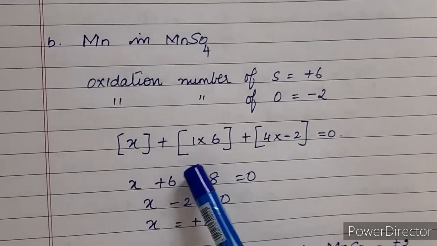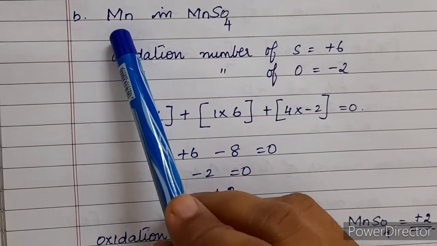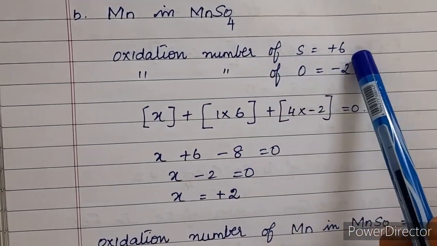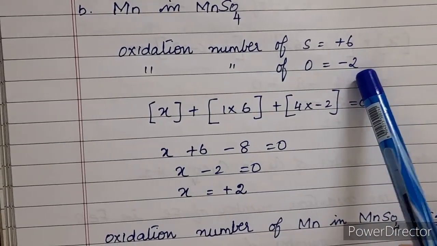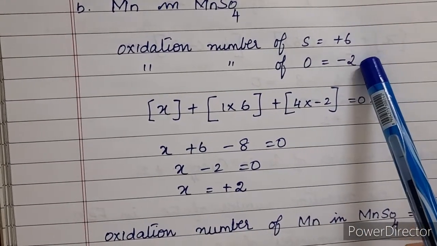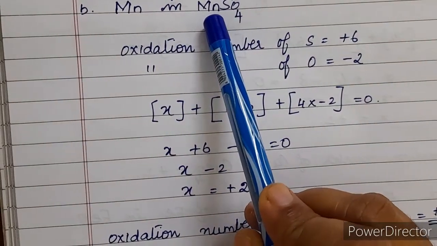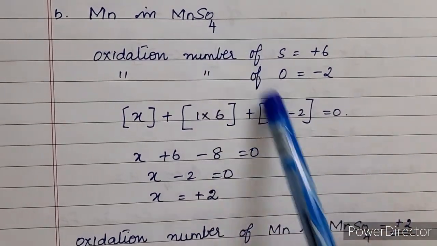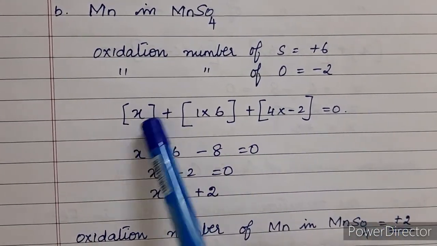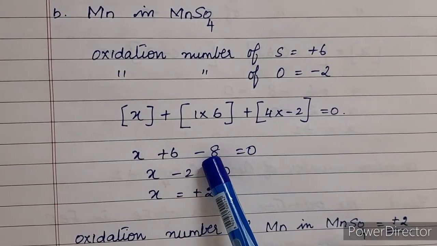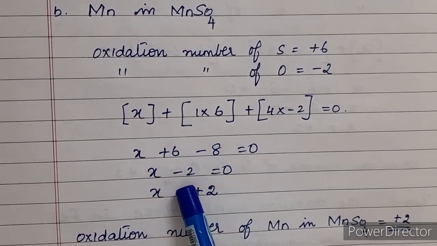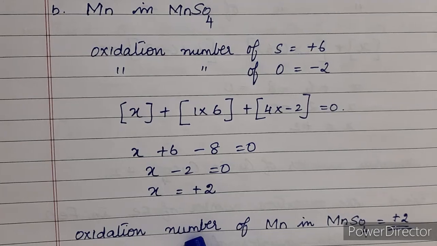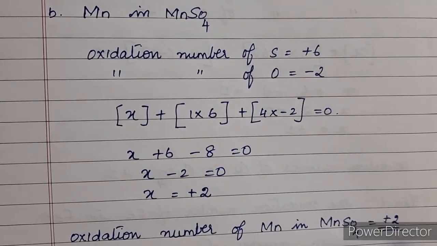Now, we'll move to the next sum, that is B. Manganese in MnSO4. So the oxidation number of sulfur is plus 6. Oxidation number of oxygen is minus 2. So this will not be given in the question. You have to memorize this, right? Now how many manganese are there? 1. So 1 into X is X. How many sulfur? 1. So 1 into 6. How many oxygens are there? 4. So 4 into minus 2 is equal to 0. So this becomes X, this is 6, and this is minus 8. When you subtract plus 6 minus 8, it becomes minus 2. So X minus 2 is equal to 0. So X is equal to plus 2. So the oxidation number of Mn in MnSO4 is plus 2.